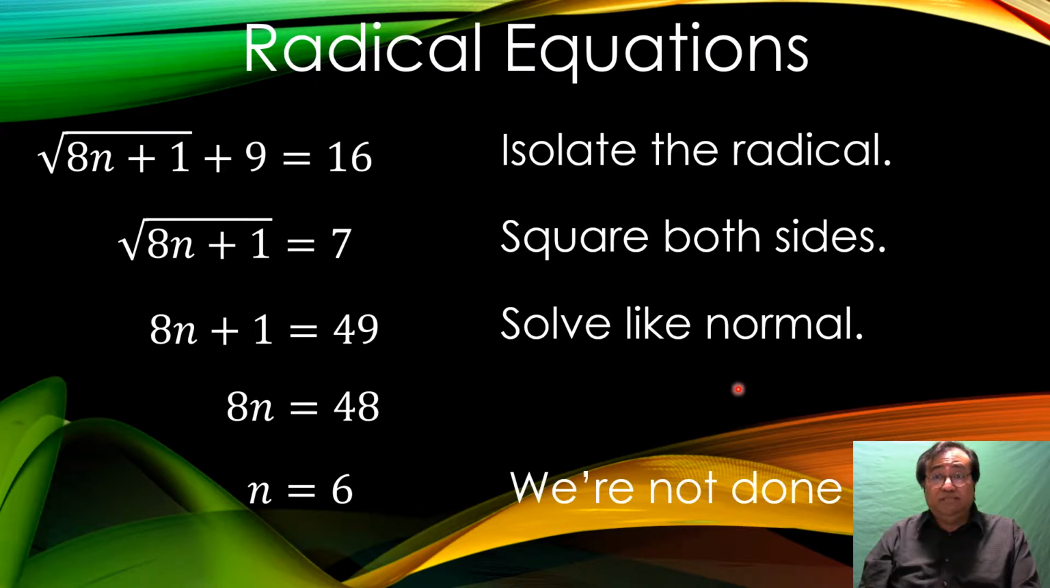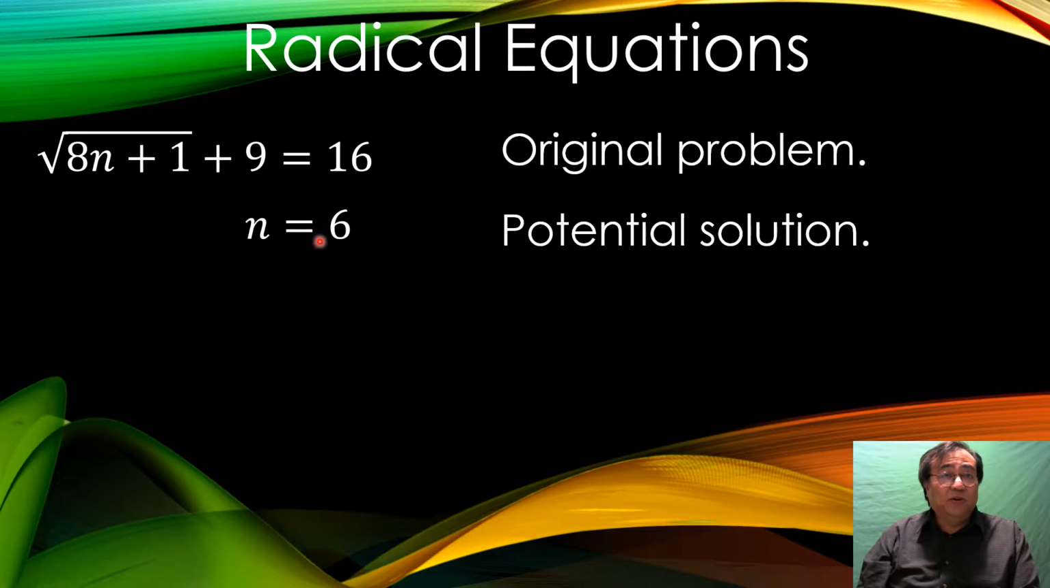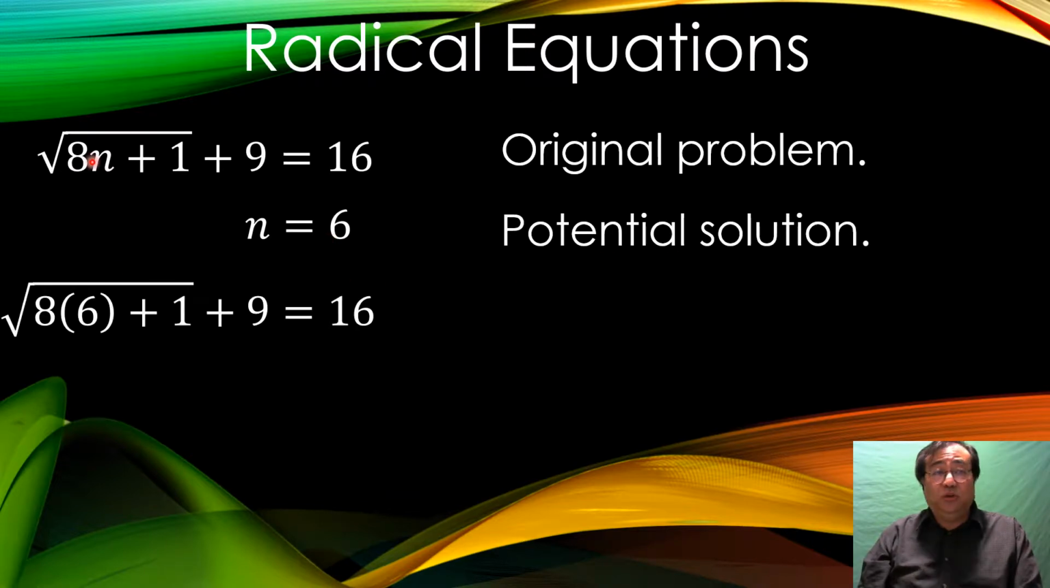But we're not done. We've got to make sure this works. One of the problems with this technique is that the answers you get don't always work. So we've got to check it. n equals 6 is the potential solution, so we plug it into the original equation. Make sure you plug it into the original equation.